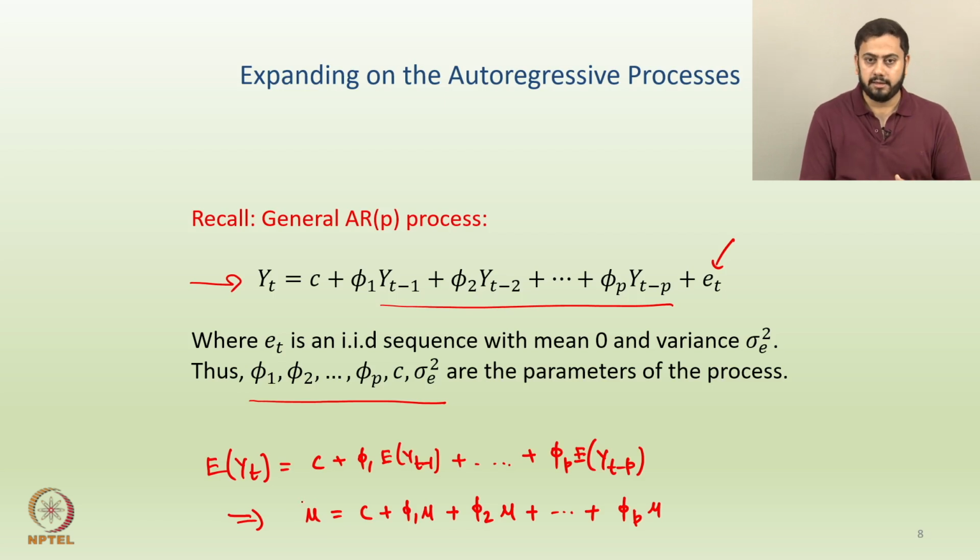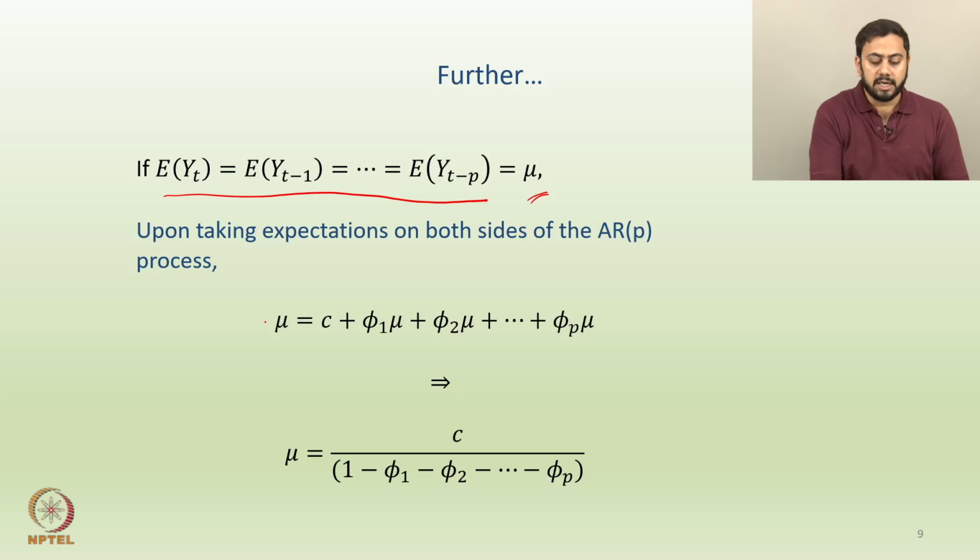So, of course, we can, right, and this is exactly what is given in the next slide. If you take expectations on both sides, this is the first step, and then bringing all the mu's on one side, this is nothing but the value of that expectation: c divided by 1 minus phi 1 minus phi 2 minus phi 3 dot dot dot minus phi p. Okay. So, again just to summarize, if you assume a constant mean throughout, this is nothing but the value of that mean. Alright.